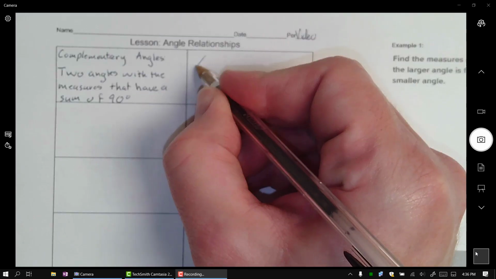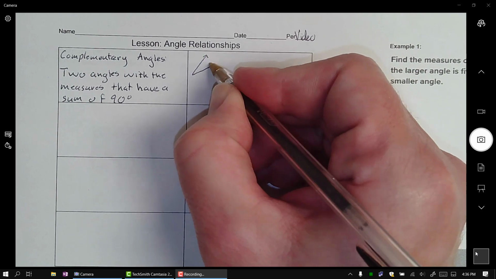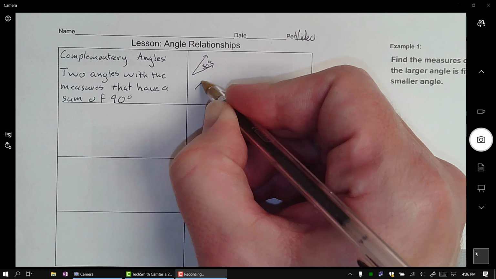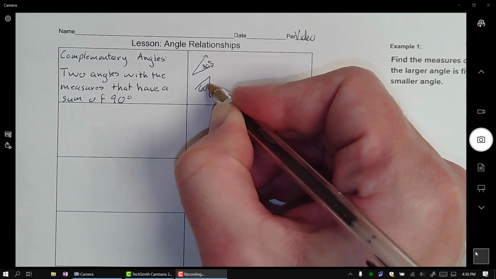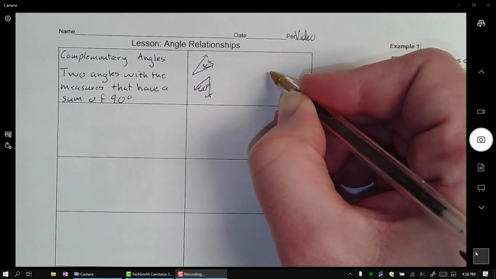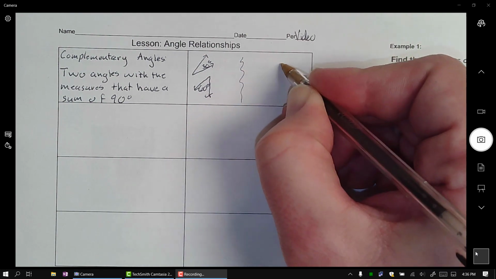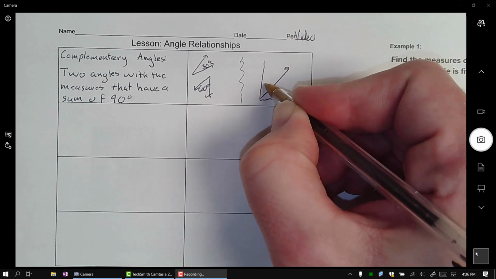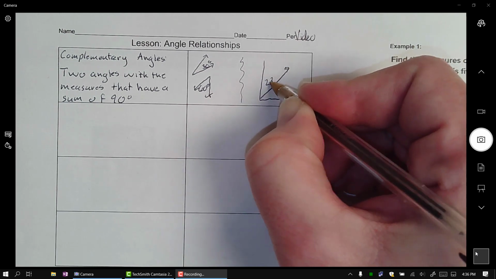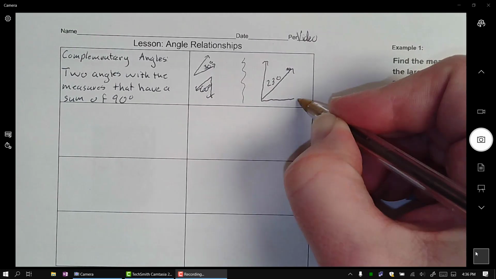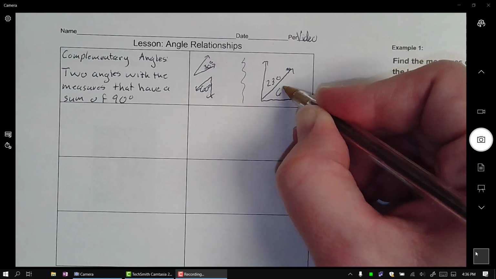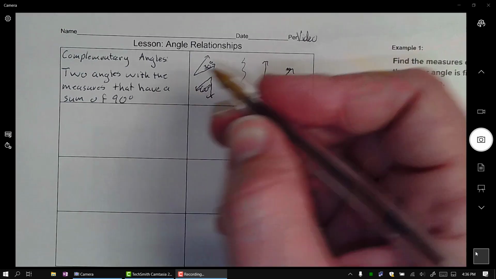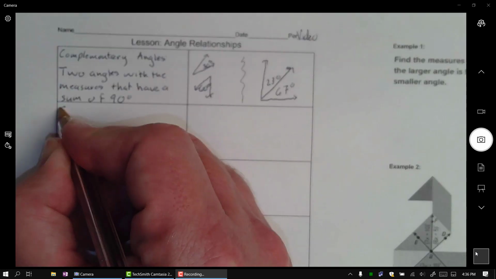So an example of this would be this angle right here, which is 30 degrees, and this angle right here, which is 60 degrees. Another example would be this angle right here, which is 23 degrees, and then this angle right here, which is 67 degrees. So that's complementary angles. The next one is supplementary angles.